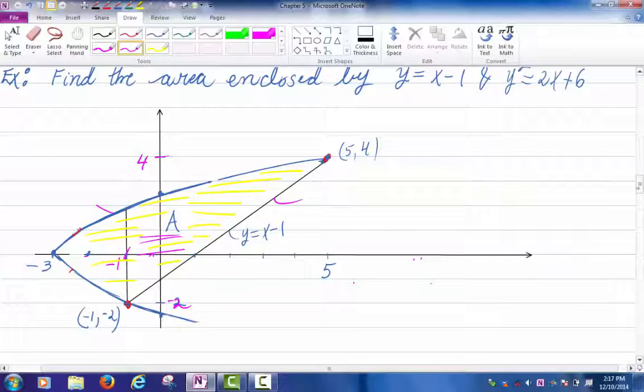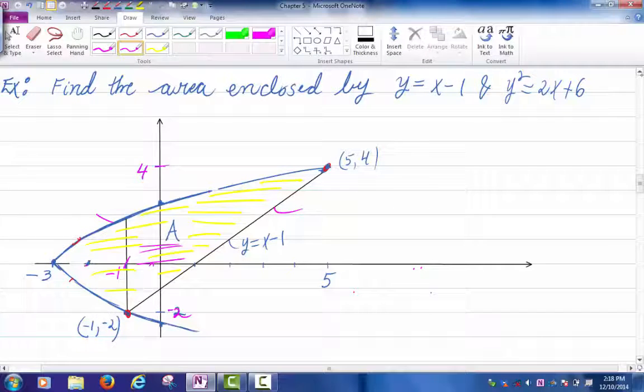My next example is: find the area enclosed by the graph of the equation y equals x minus 1 and y squared equals 2x plus 6. Find the area enclosed by the graph of the line y equals x minus 1 and the graph of the parabola y squared equals 2x plus 6. Well, once again, before you determine whether it is type 1 or type 2, what would be the limits of integration, you have to draw it, sketch it, and then it's going to tell you how to integrate, how to find the area.